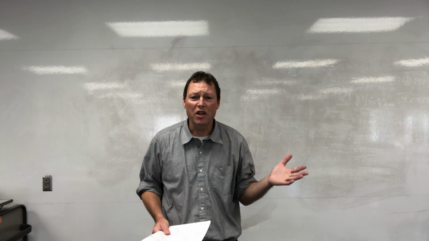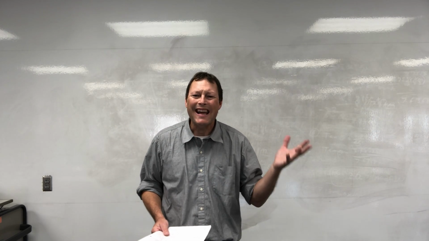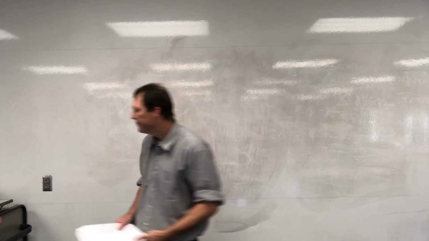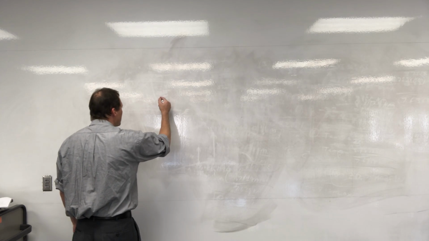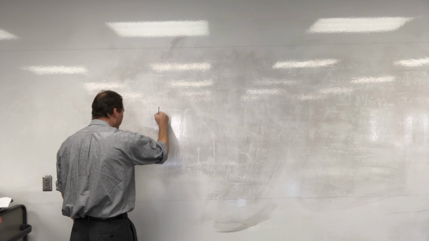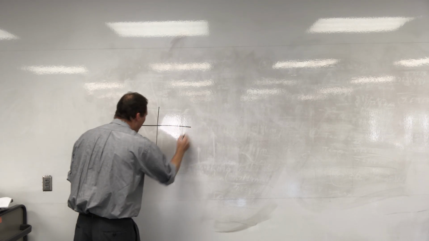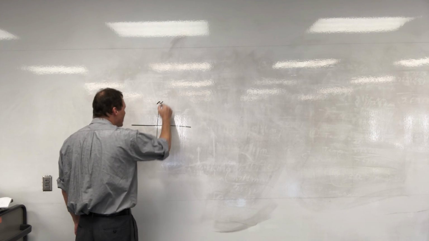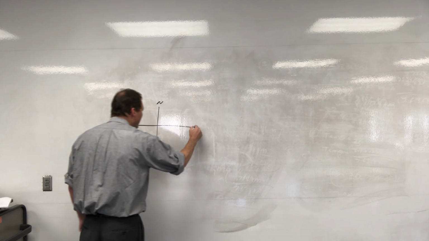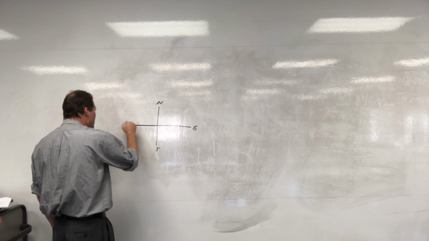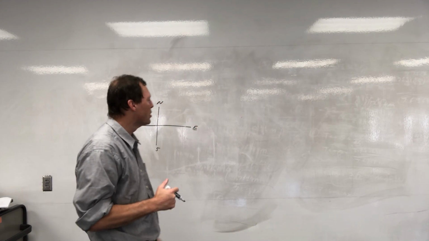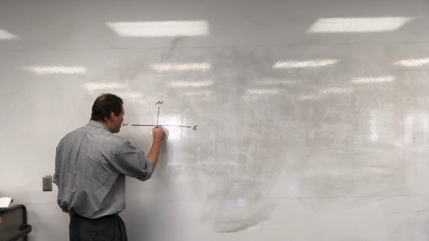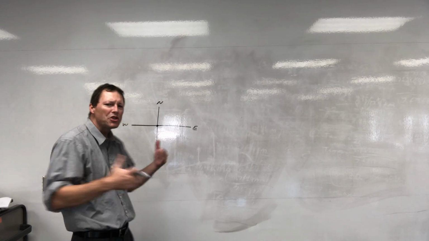The first step in the 6-step process is draw a diagram and label it. So I'm going to go ahead and do that. I'm going to start by drawing an X and a Y axis. There's my X and my Y axis, and I'm going to label these north, south, east, and west. You don't have to do that, but for illustrative purposes, I'm going to do that. This is going to be the origin right there.